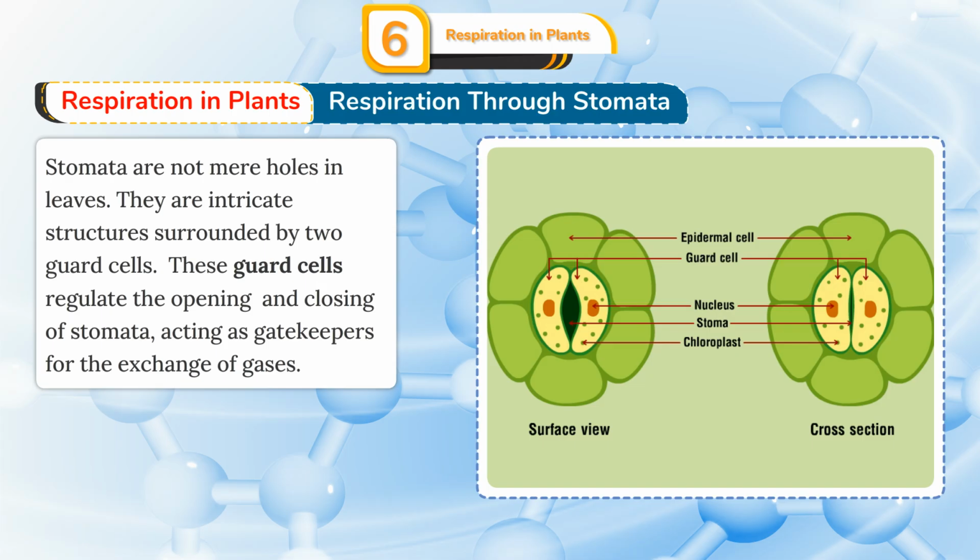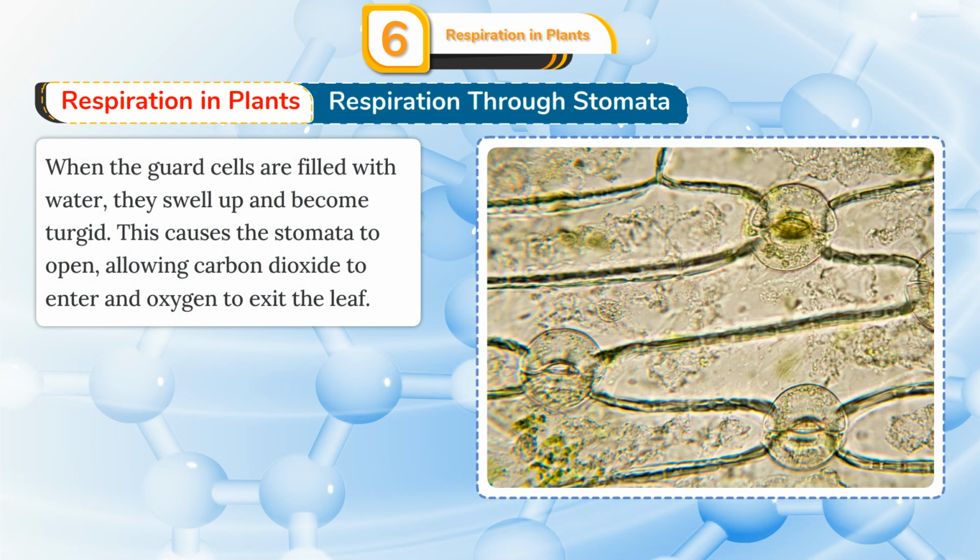Stomata are not mere holes in leaves, they are intricate structures surrounded by two guard cells. These guard cells regulate the opening and closing of stomata, acting as gatekeepers for the exchange of gases. When the guard cells are filled with water, they swell up and become turgid. This causes the stomata to open, allowing carbon dioxide to enter and oxygen to exit the leaf.